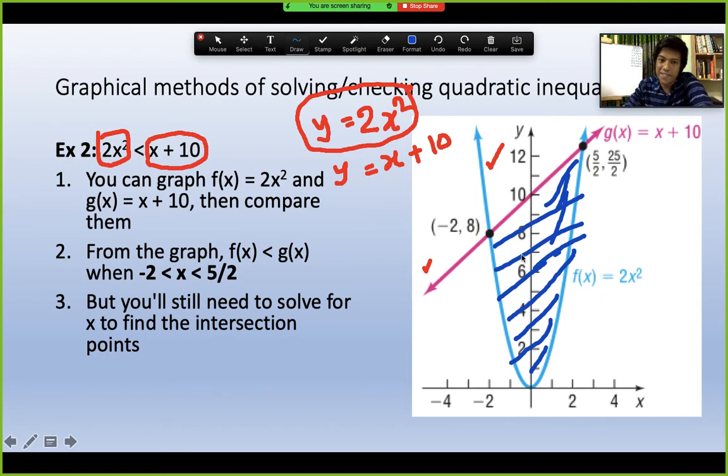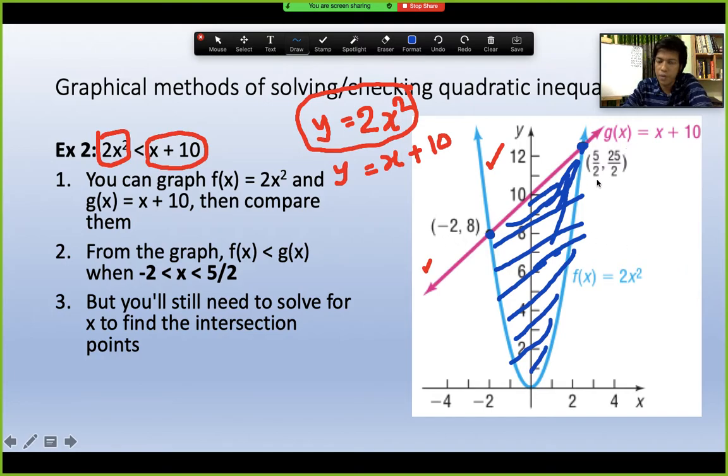So what will be the answer? And you will see that, interestingly, the answer is the same. The answer is from -2 up to 5/2. From this point, which is (-2, 8), and this point. Within this space, our parabola is below the line. The question is where it is below. Less than means down, smaller. So our answer is from -2 to 5/2.